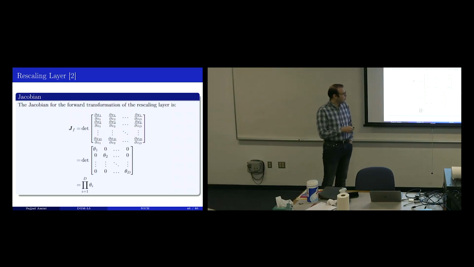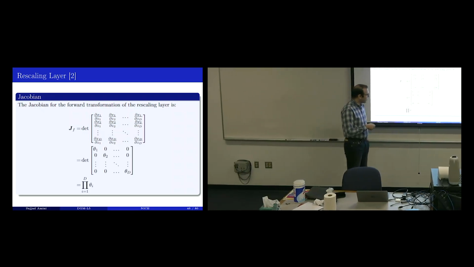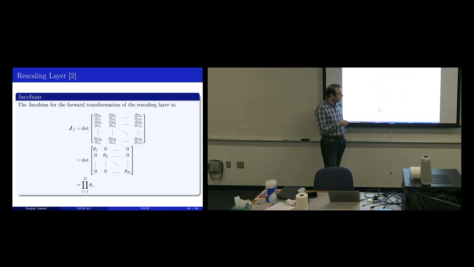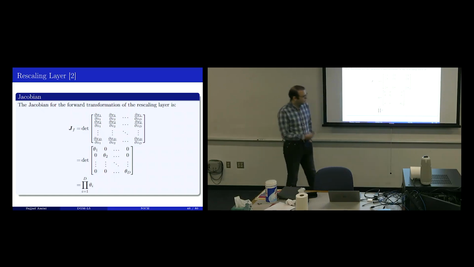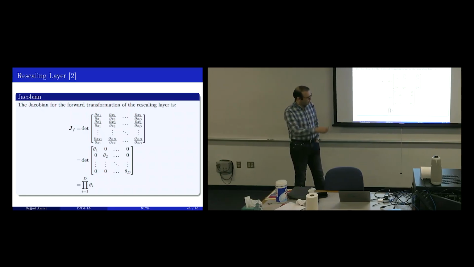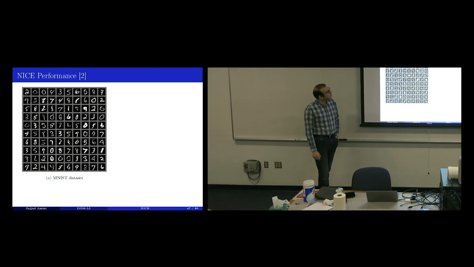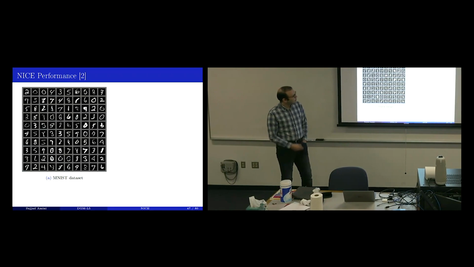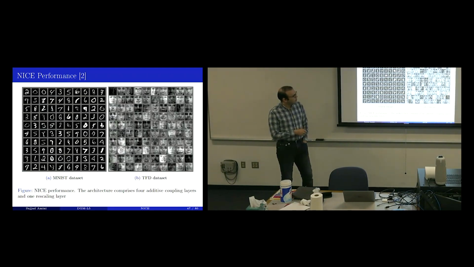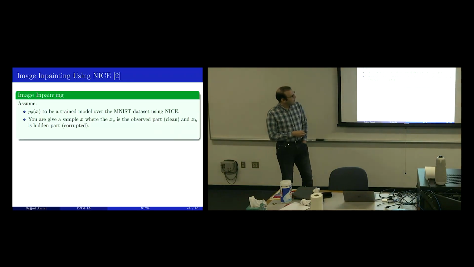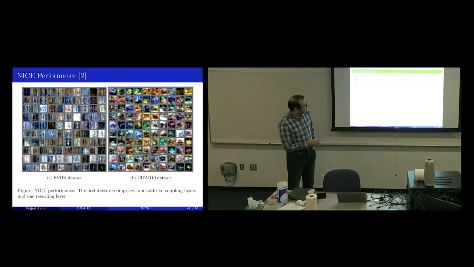The Jacobian is also really simple. It is a product of the parameters, and you know that we have a logarithm of this term, so it can be easily converted into the summation of the logarithms. This was the result of NICE for the MNIST data set. This is for the MNIST data set. This is for the face data set, for SVHN and CIFAR-10, I think, yeah.